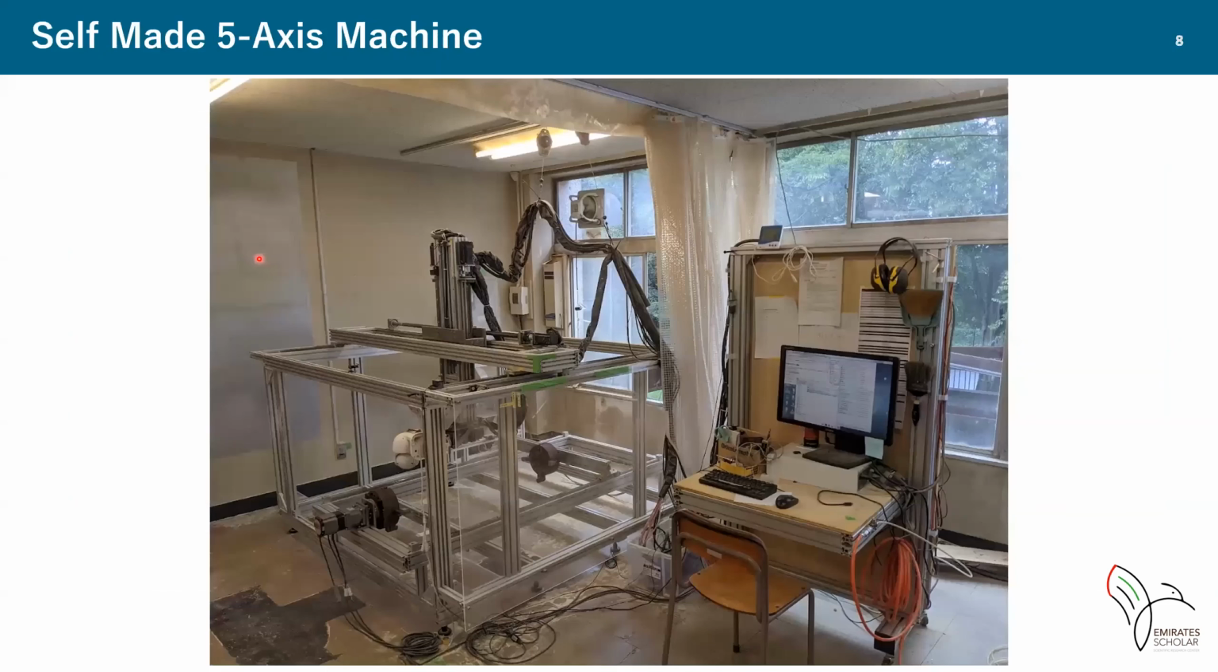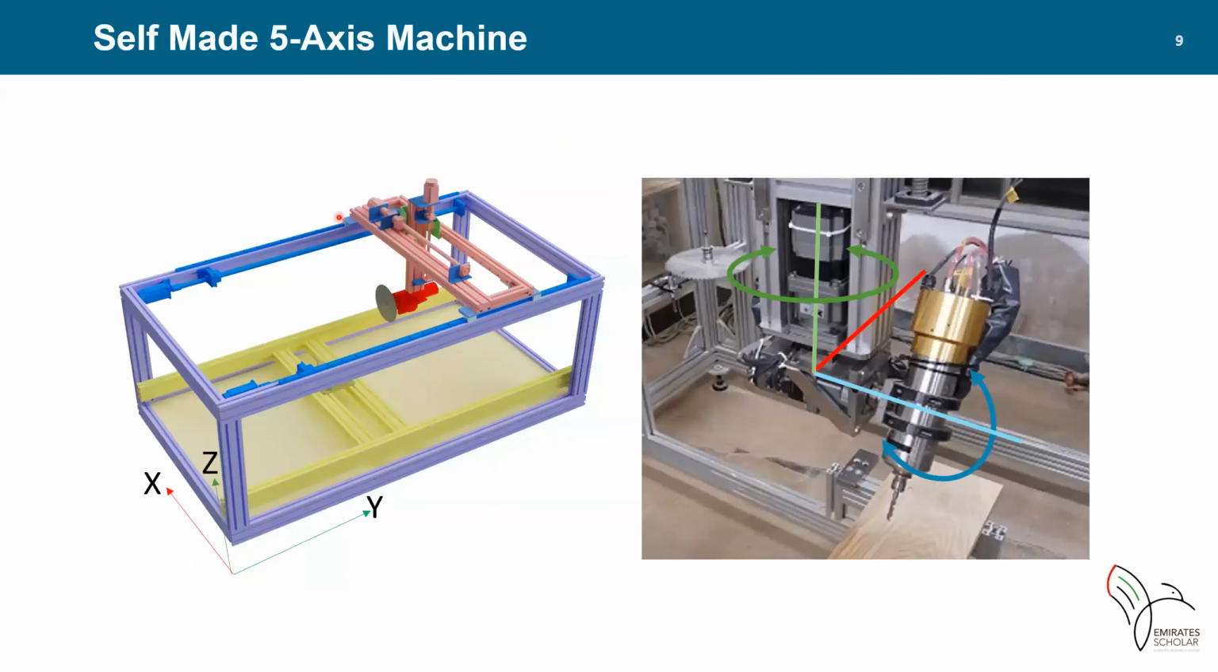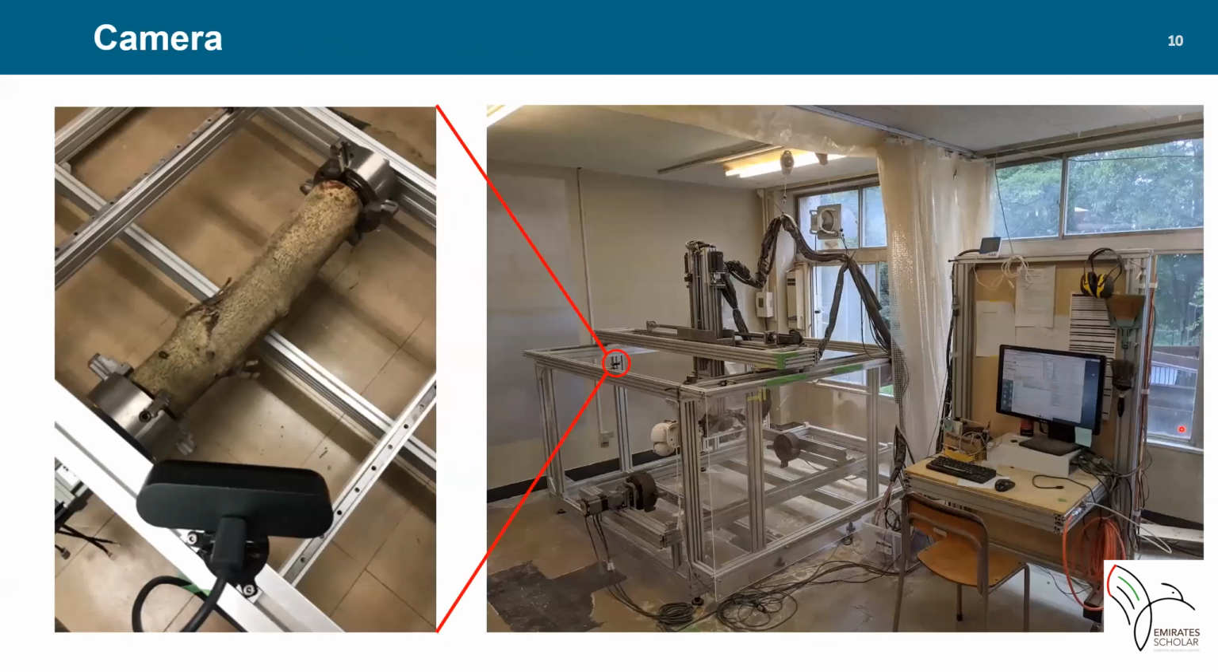This is the self-made processing machine we used in this research. This machine is a gantry type machine with 3 linear axes and 2 rotary axes. This machine is equipped with a camera for position and orientation estimation. The camera is not a special one, but an ordinary RGB camera.